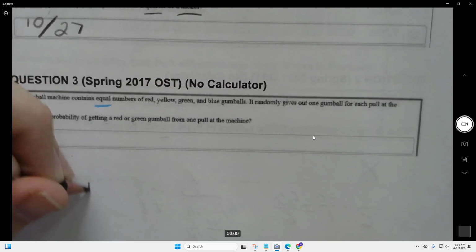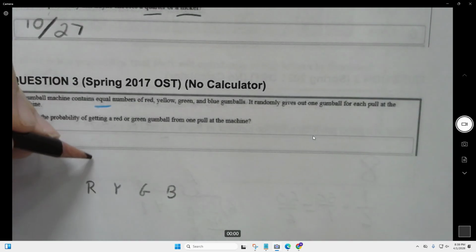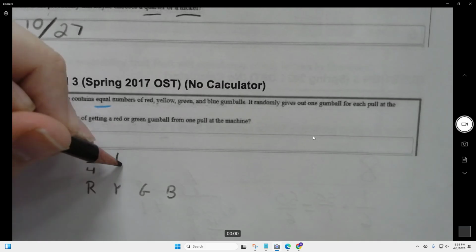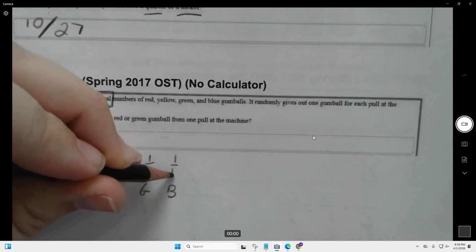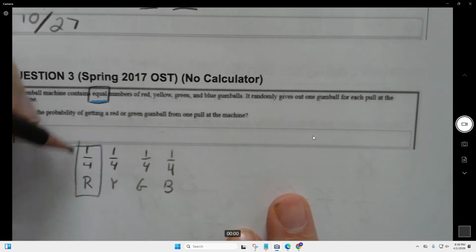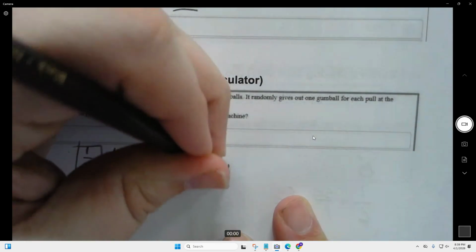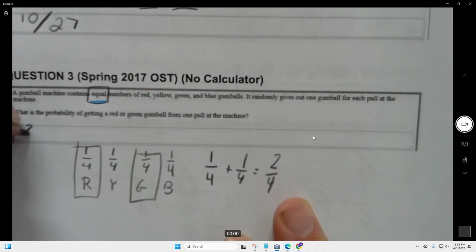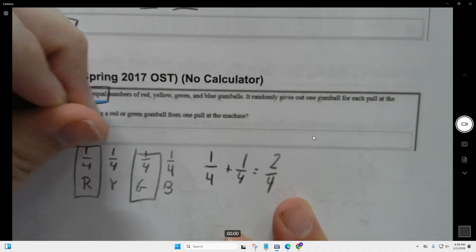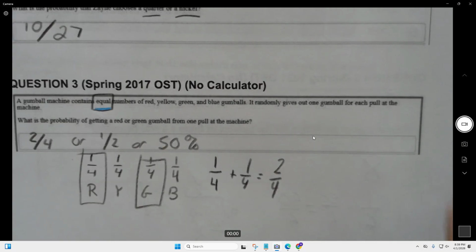So, red, yellow, green, blue. There are 4 different colors, so your odds of pulling any particular color, because they are equal odds, is 1 out of 4. So to pull a red or a green would be 1 out of 4 plus 1 out of 4 to give you 2 out of 4. So your probability is 2 out of 4, or 1/2, or 50%. Simple as that.